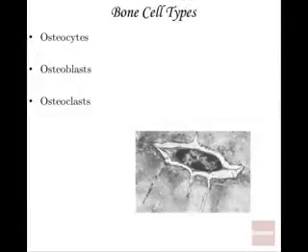Bone cell types. There are three major types. Osteocytes, one of them is pictured below, are mature bone cells. As an adult, your osteocytes help maintain your bone density, keep the bone what it is. If it wasn't for osteocytes, your bones would just degrade and degrade and degrade. So keeping up that bone density, without osteocytes, it wouldn't happen.